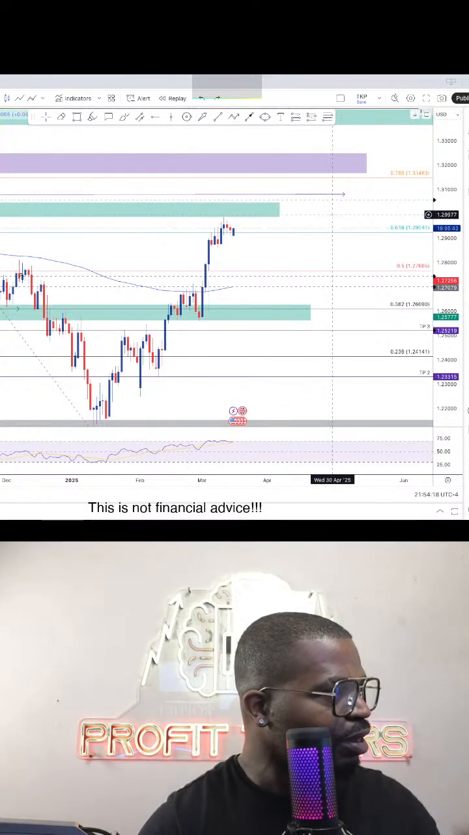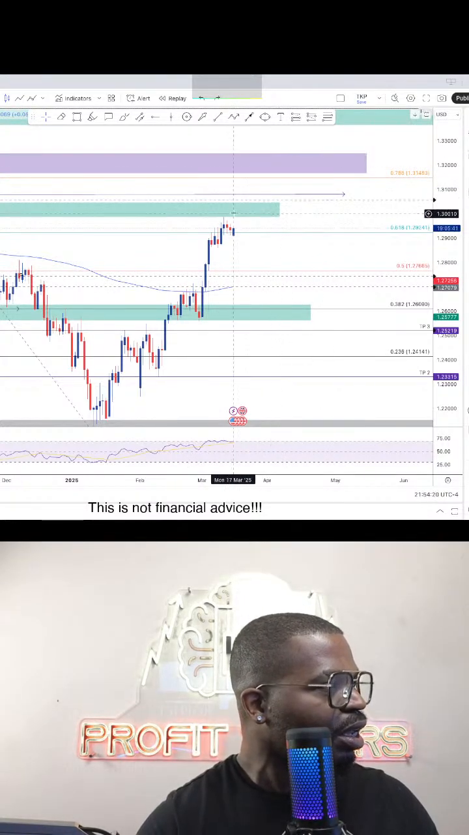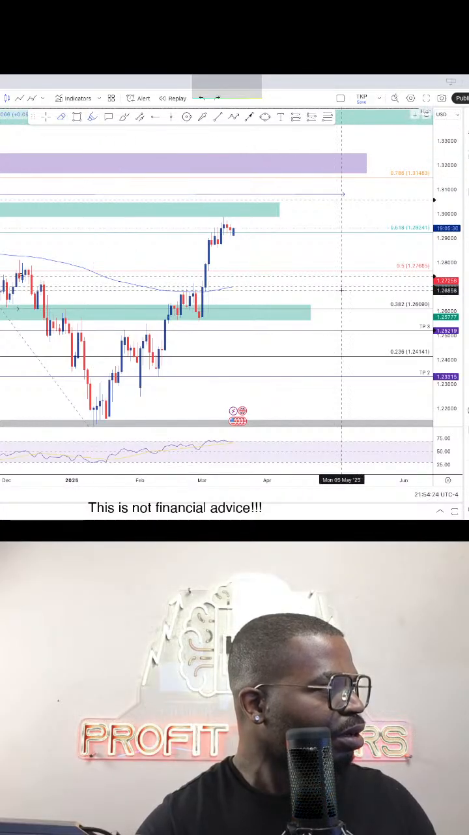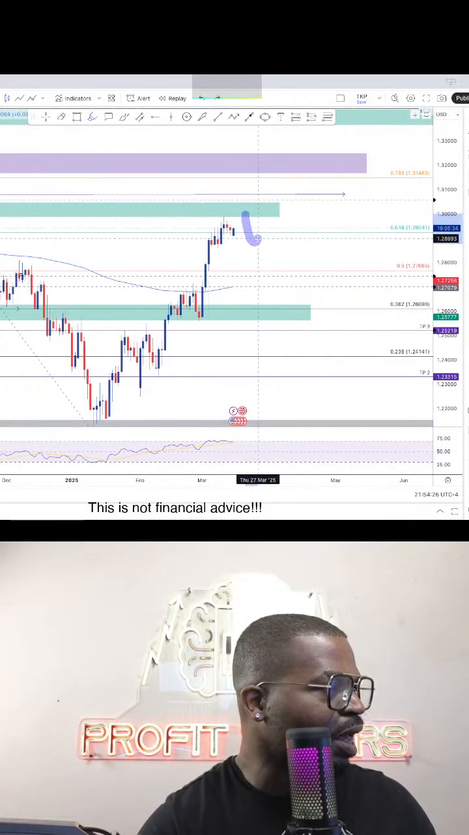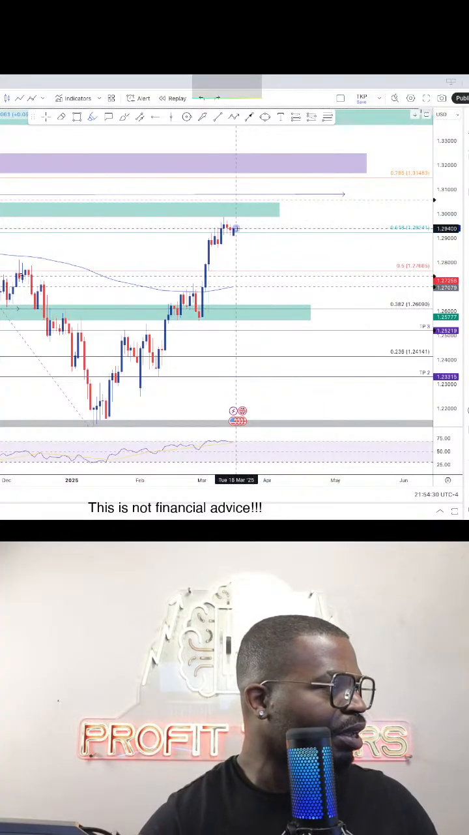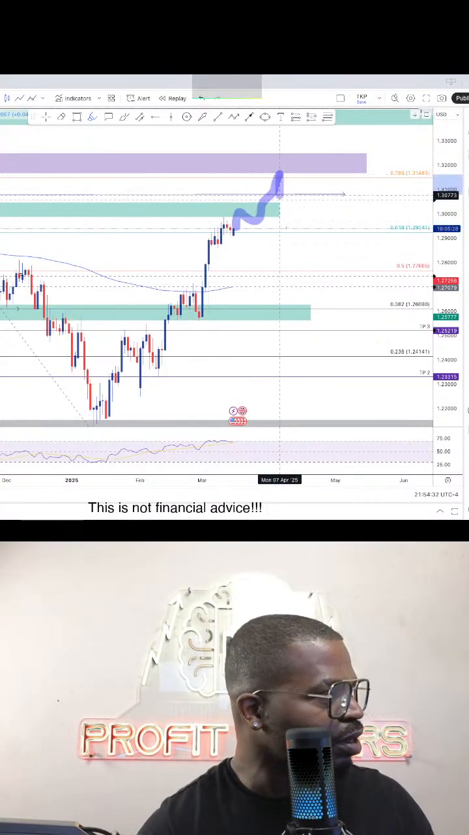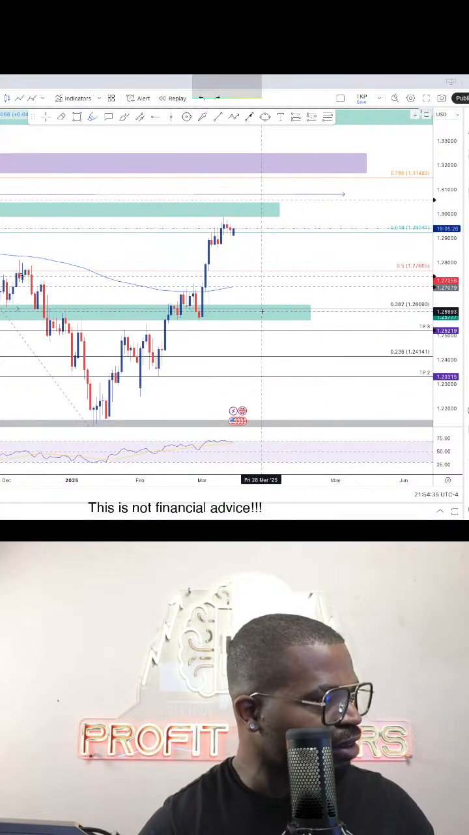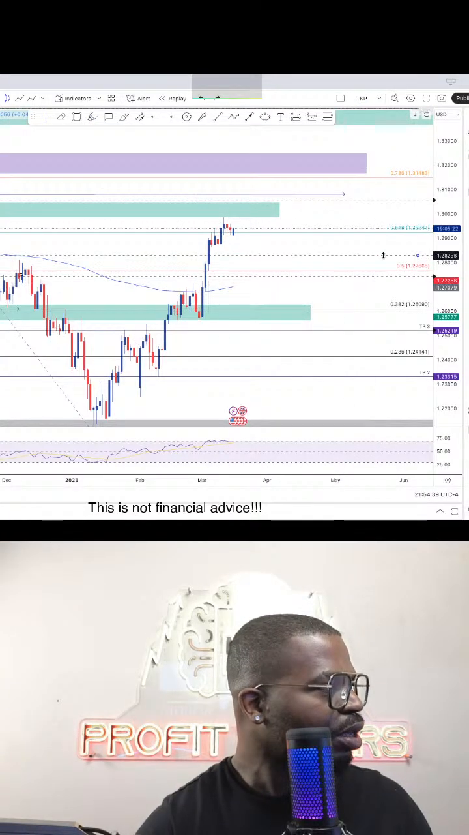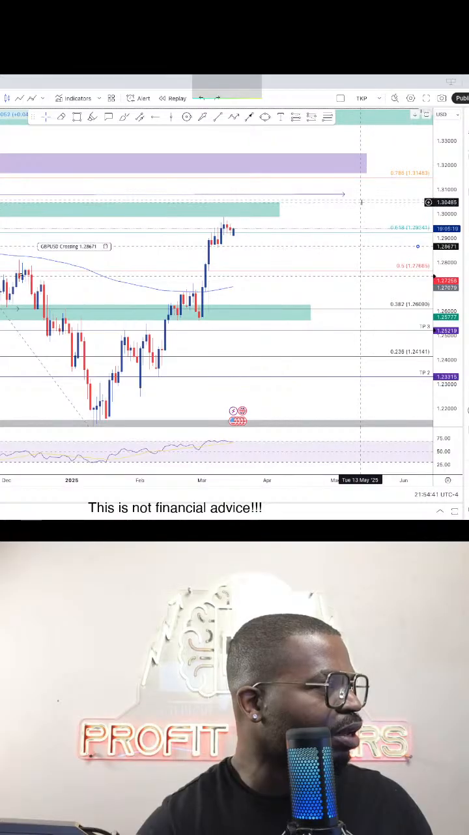So to be safe, if we do get a rejection from this level, we're gonna wait until price is back under the 618 before we take a sell. That way we give it room to continue up to retest that 786 if that is the plan. So here we go. We're gonna let price tell us what's going on.